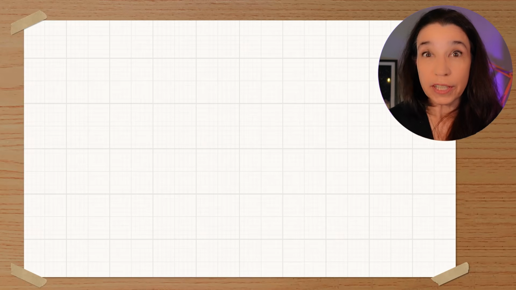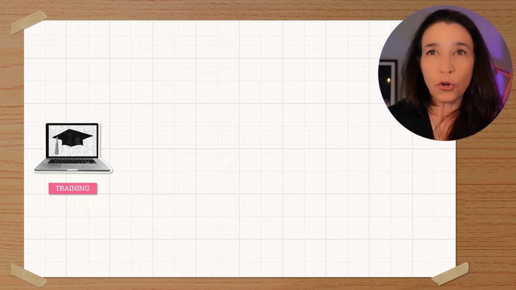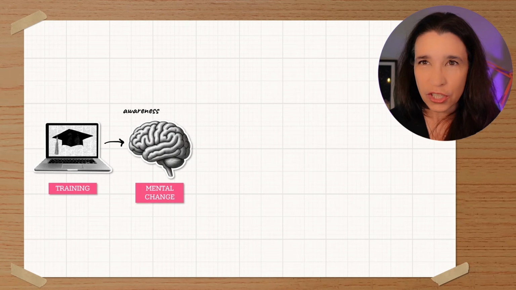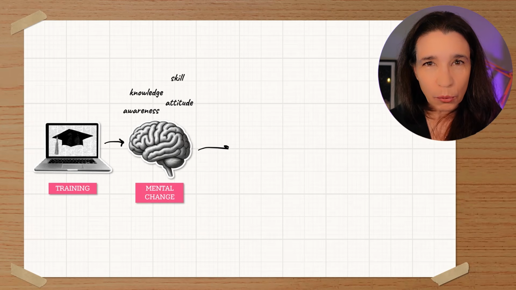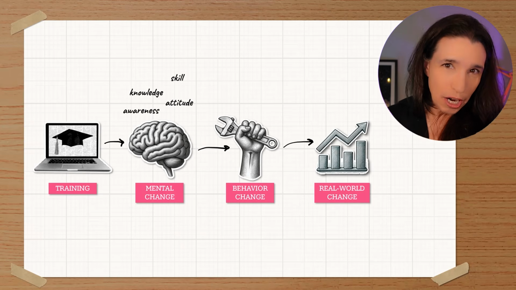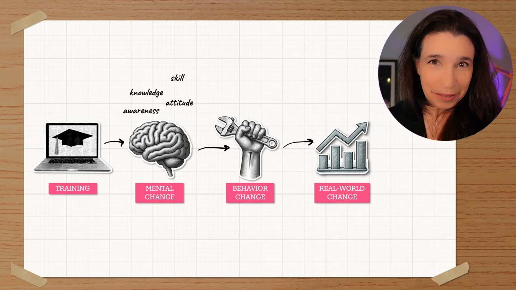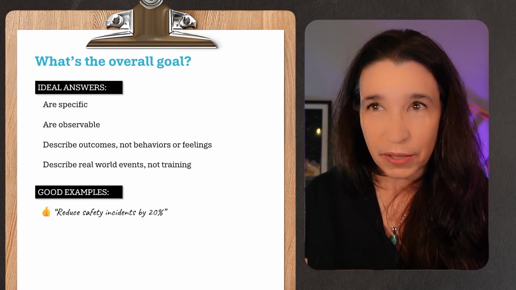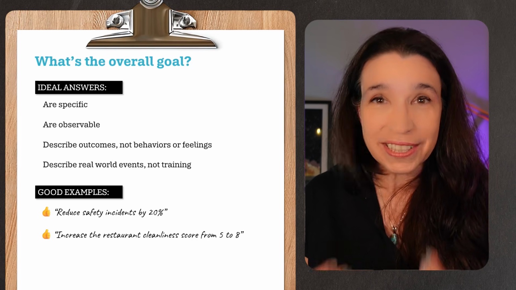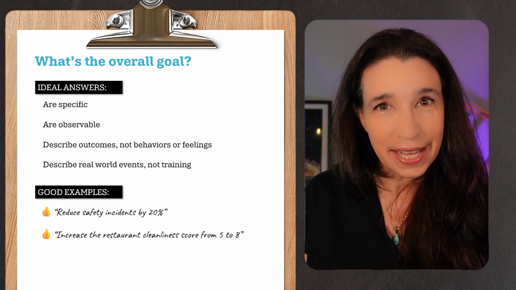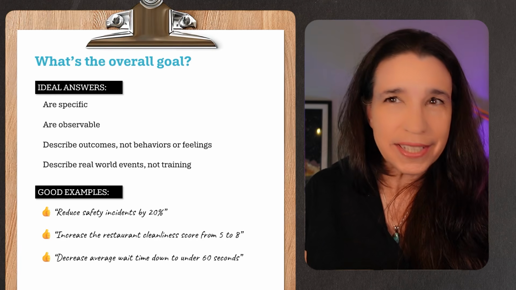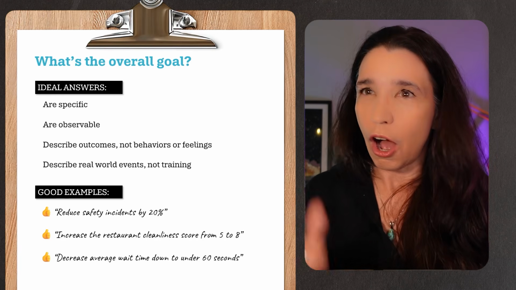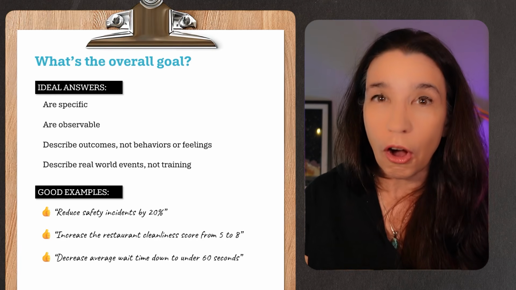So what we're really trying to get at is people pass your course, some mental state changes, they act differently in the world, and that leads to a desirable outcome. What is that outcome? Well, good examples include things like reduce safety incidents by 20%, increase the restaurant cleanliness score from a 5 to an 8, and decrease average customer wait time down to under 60 seconds. All observable, all specific, all real world.